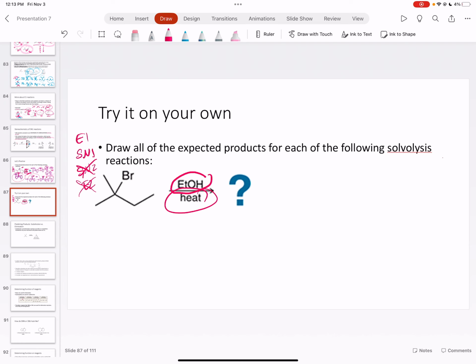Also because I think I didn't mention this. So then we have a tertiary halide. So we know it's tertiary because of the number of carbon-carbon bonds we have. So we have 1, 2, and 3.